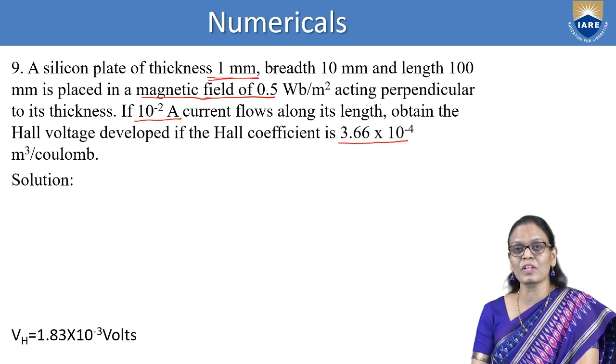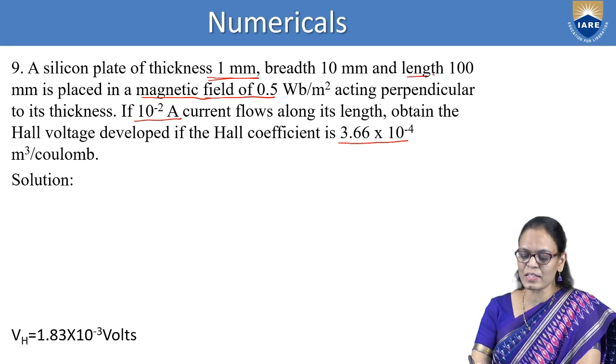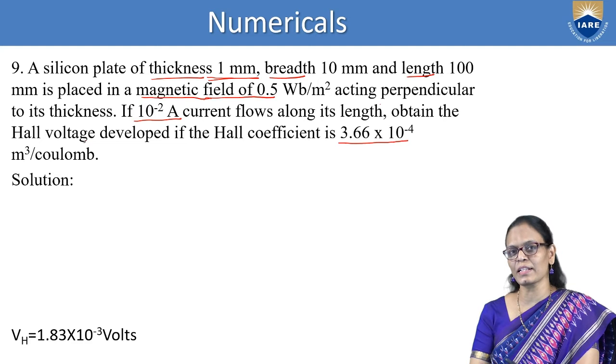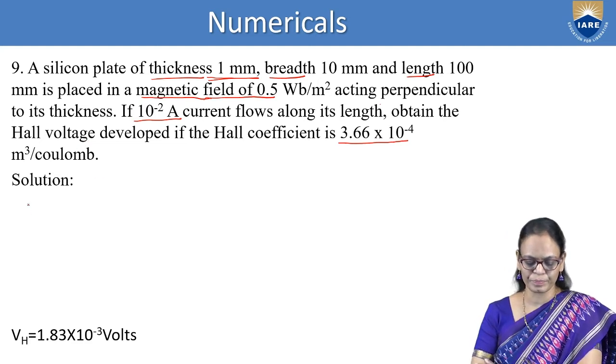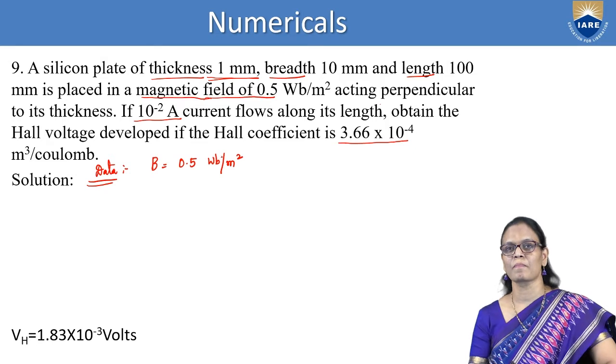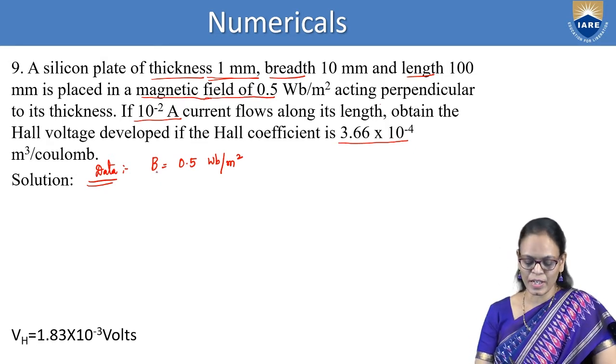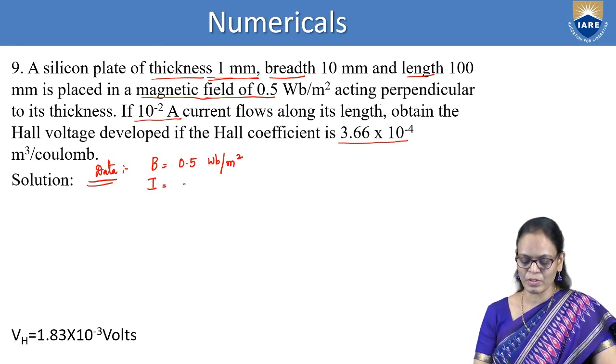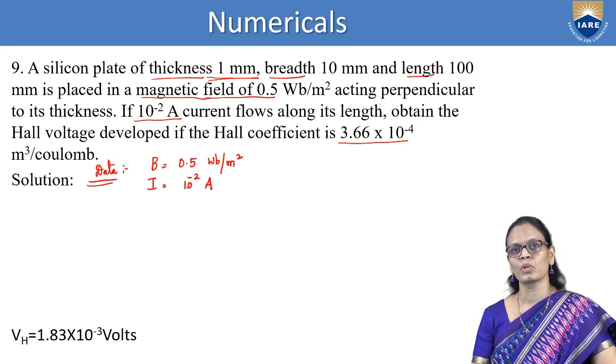Because here they have given all the dimensions. The length is given, breadth is given and thickness is given. So whatever data that is required, we will write first. So in the solution, first we'll write the data. B is equal to 0.5 Weber per meter square. Magnetic field is given, B. Then we have the current. I is equal to 10 power minus 2 ampere. Current is given.